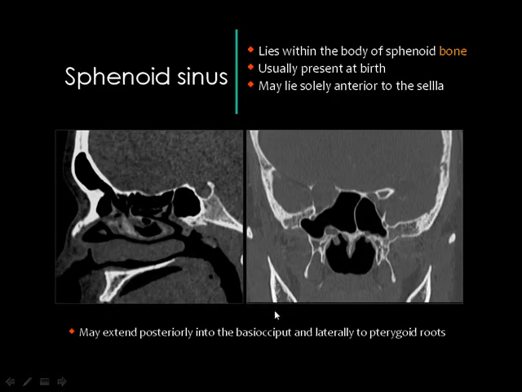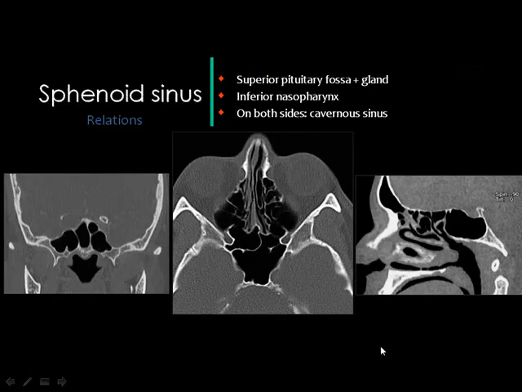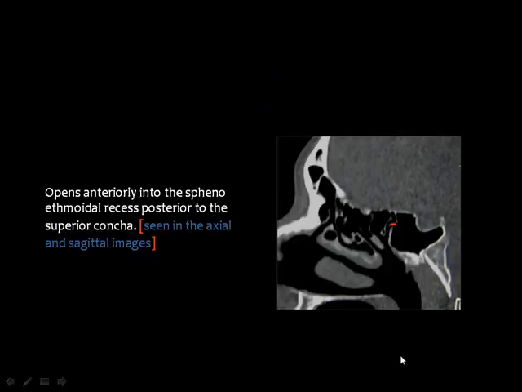The sphenoid sinus is located within the sphenoid bone, and it is usually present at birth, and you can see its intimate relation to the nasopharynx as well as to the floor of the sella above. Then this is the appearance of the sphenoid sinus in different images: in the coronal image, in the axial image, and in the sagittal reconstructed image.